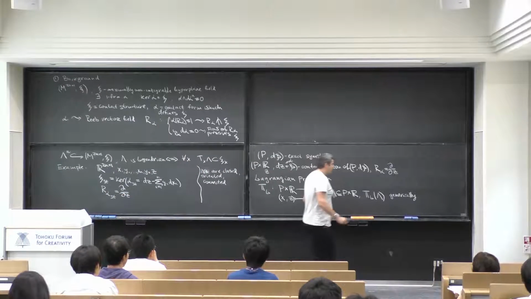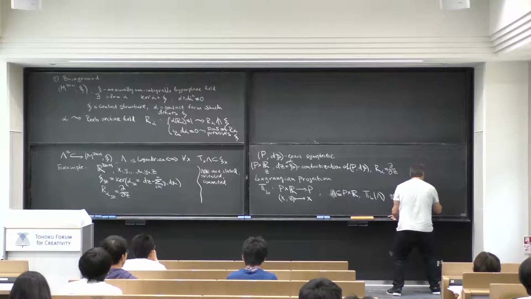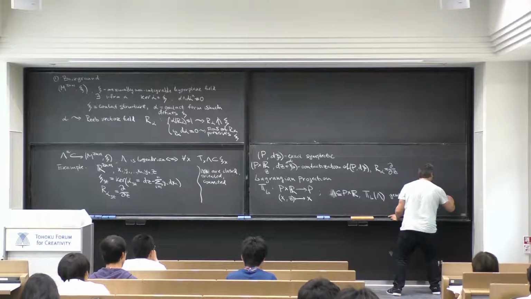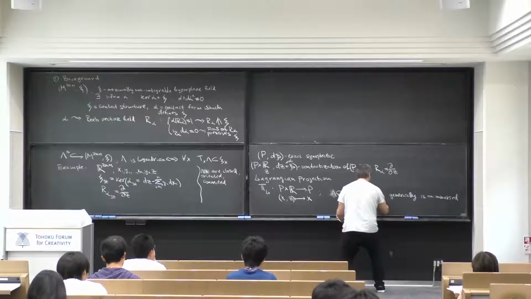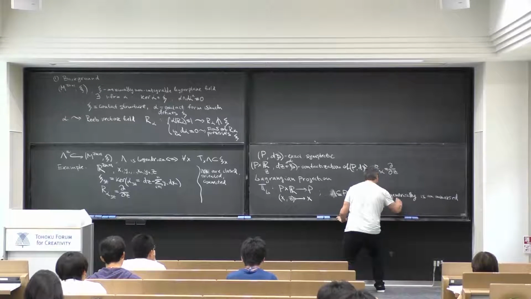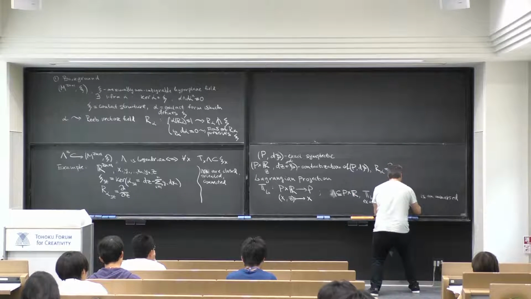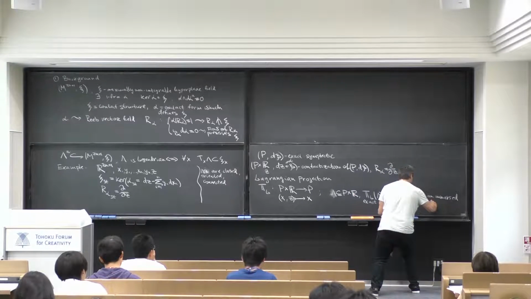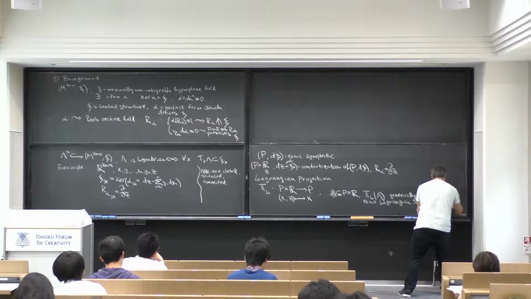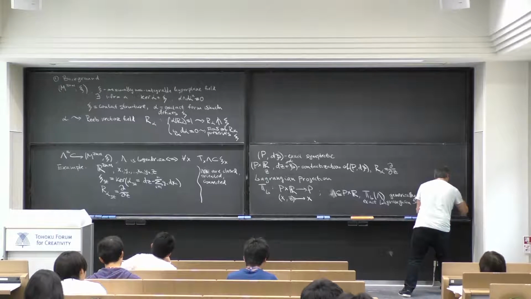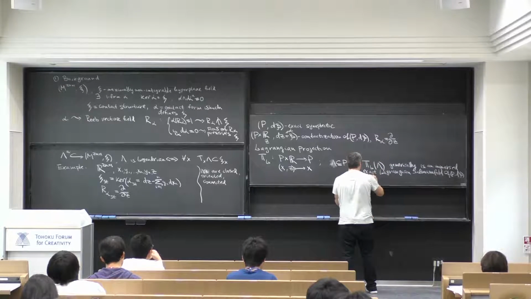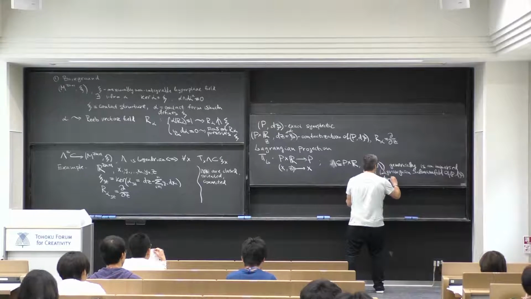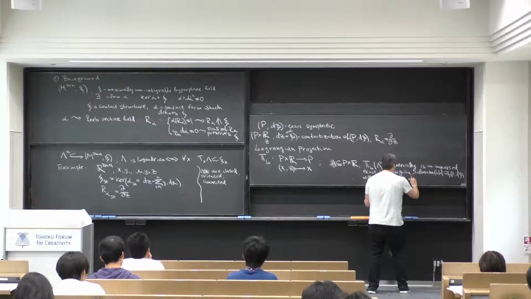Generically is an immersed exact Lagrangian submanifold of P d beta with a finite number of double points.